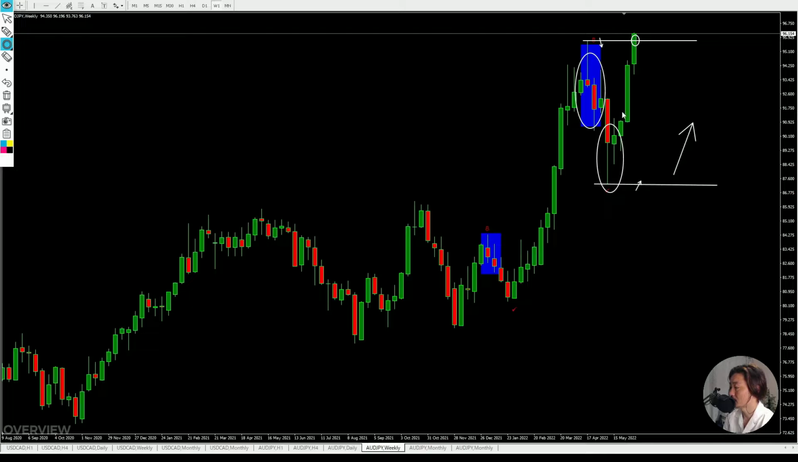Now, moreover, on the weekly forecast, I was mentioning that I may perhaps take a short entry at these levels, depending on what happened on the lower time frames at the beginning of this week. However, I did not get a confirmation for a short entry. So let me just show you what that's about. Let's go over to the 4-hour chart.